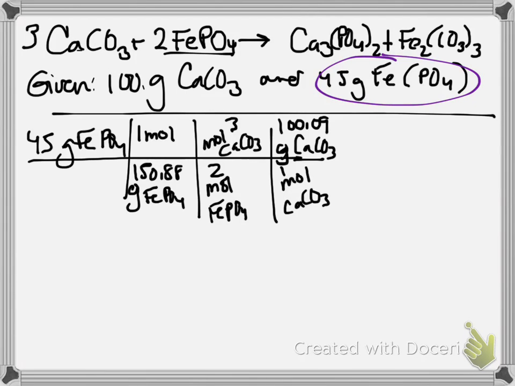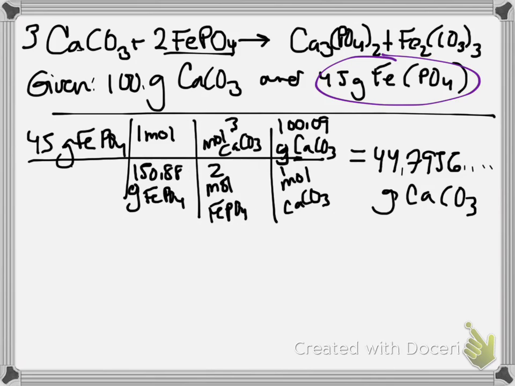Okay, so we have a completed factor label. We've put in our given of our limiting. We've put in our molar mass conversion for the iron phosphate, a mole ratio between the iron phosphate and the calcium carbonate, and a mole conversion between the moles of calcium carbonate into grams of calcium carbonate. So as soon as we've got a raw number, we have a raw number, 44.7956 grams of calcium carbonate.